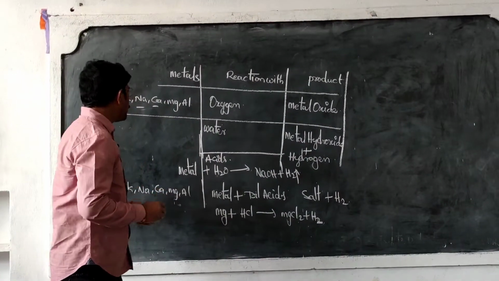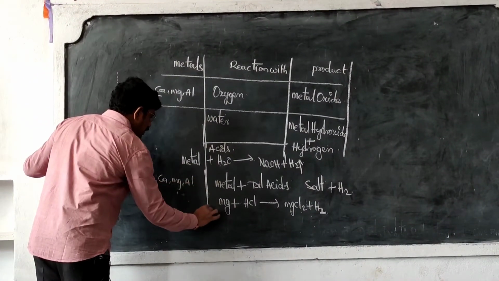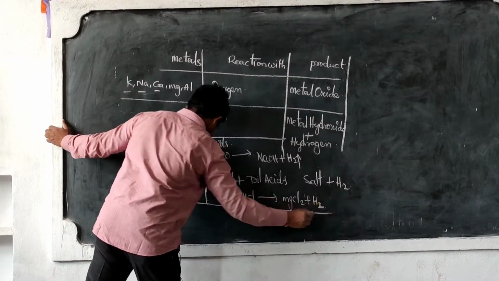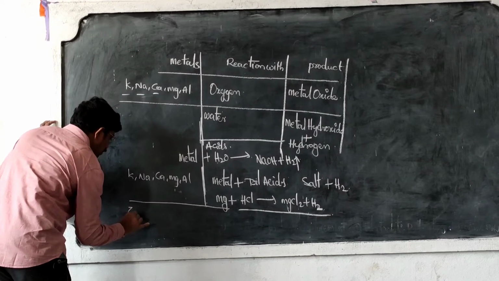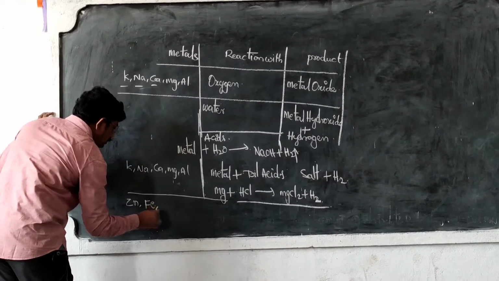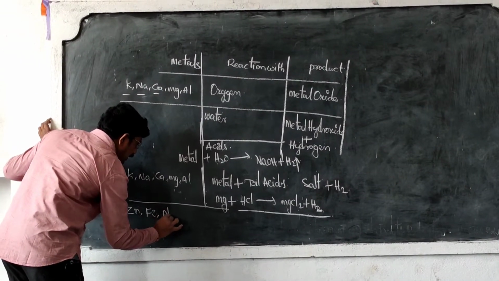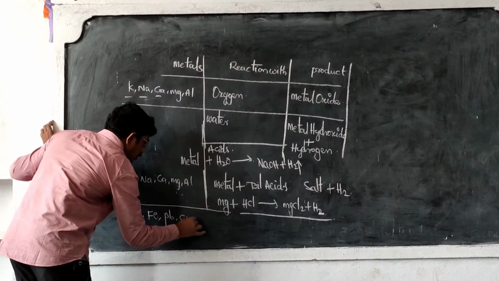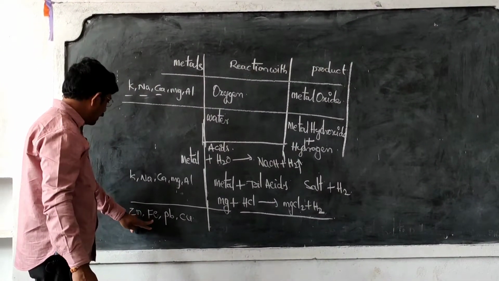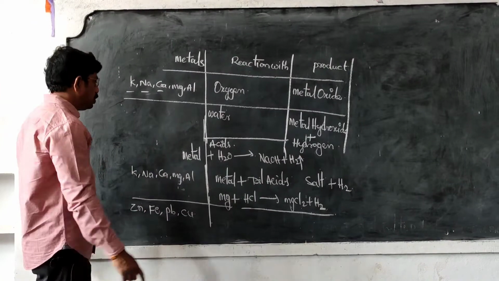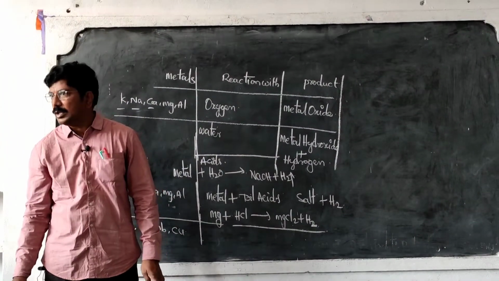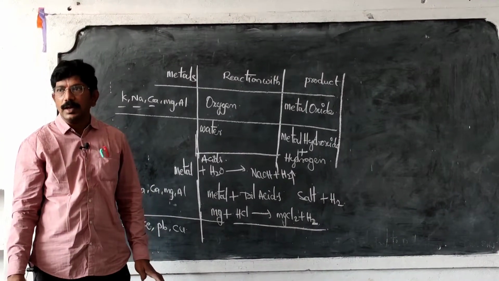Next one, here I am writing zinc, iron, next lead, copper. These metals, see this one. Zinc, iron, lead and copper also react with oxygen, but they are not readily reactive. They are not readily reactive. Are you clear about that one?